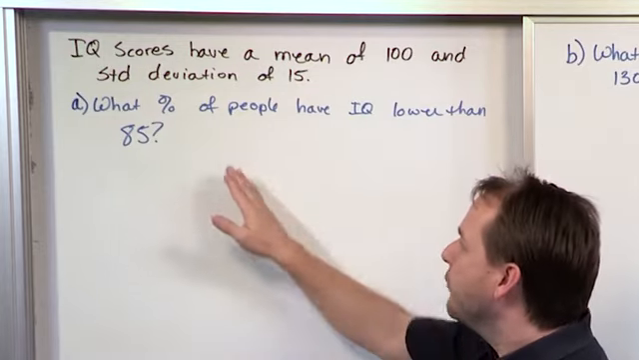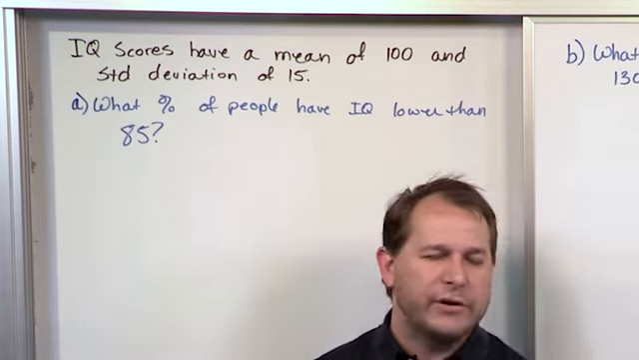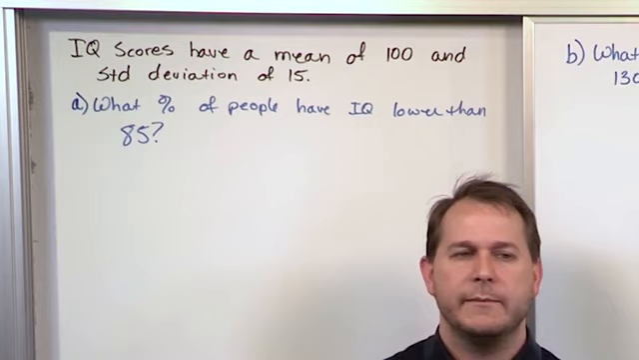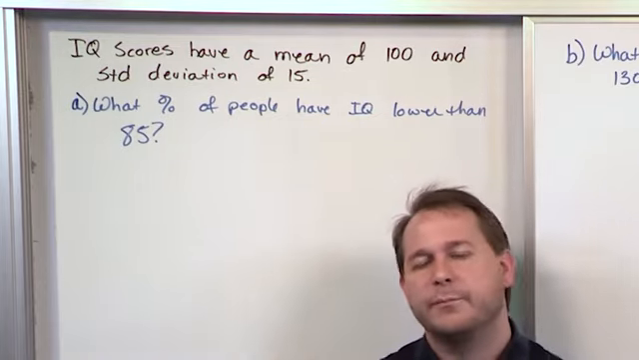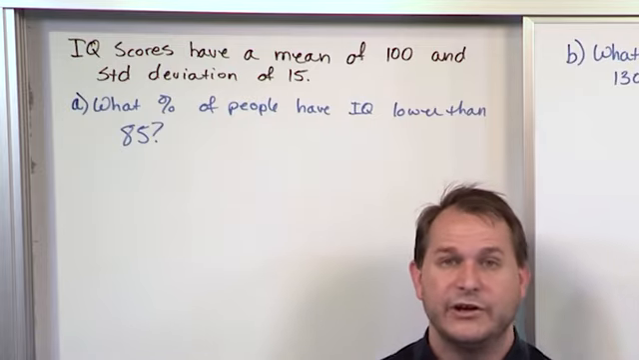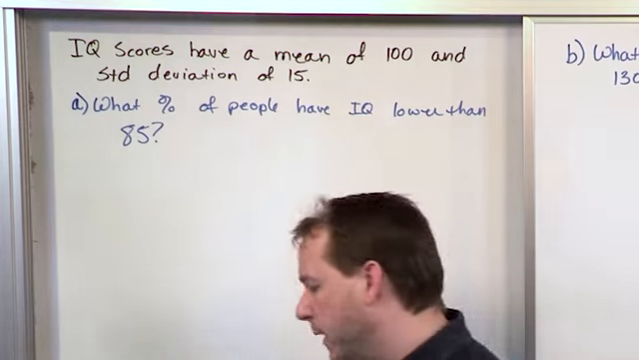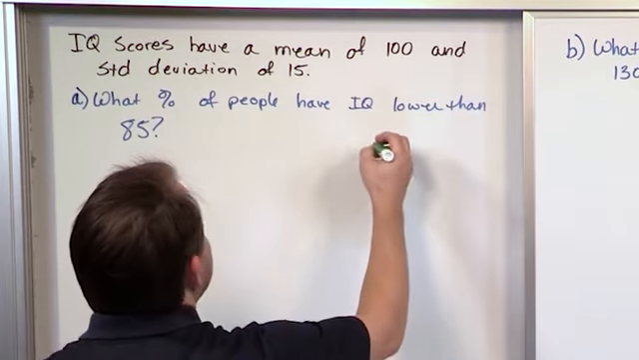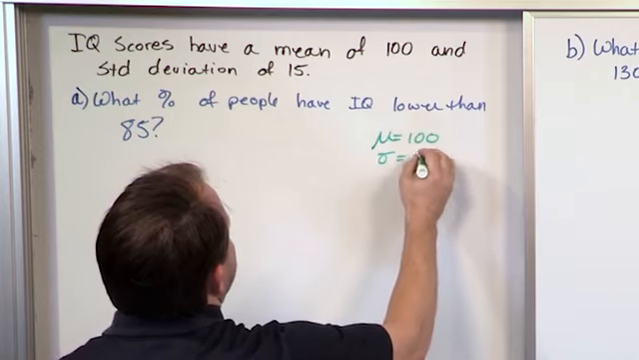Now, what percentage of people have an IQ lower than 85? When you're given these kinds of problems, sometimes you're asked, what's the probability of choosing a person at random and they have an IQ less than 85? Sometimes you'll be asked, what's the percentage of people that have an IQ less than 85? It's really the same question. You attack it the same way. So the first thing we want to do is just write down what we know. The mean is 100 and the standard deviation is 15.